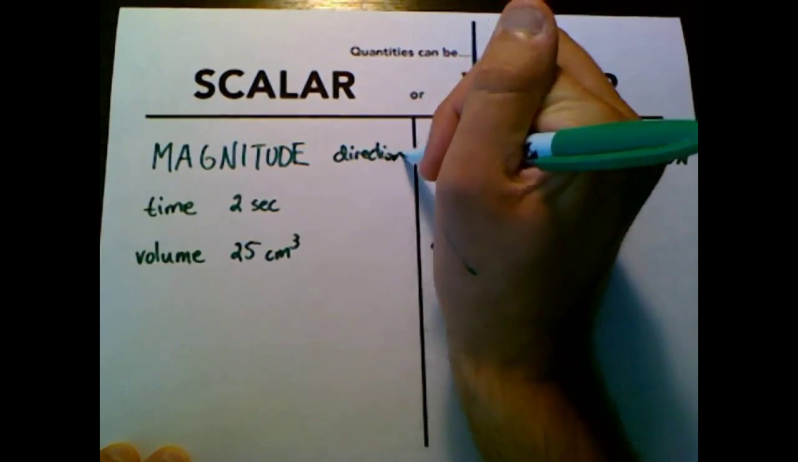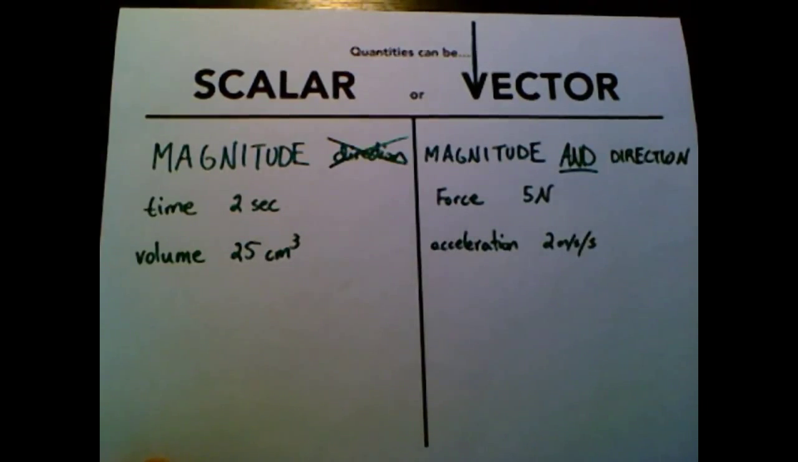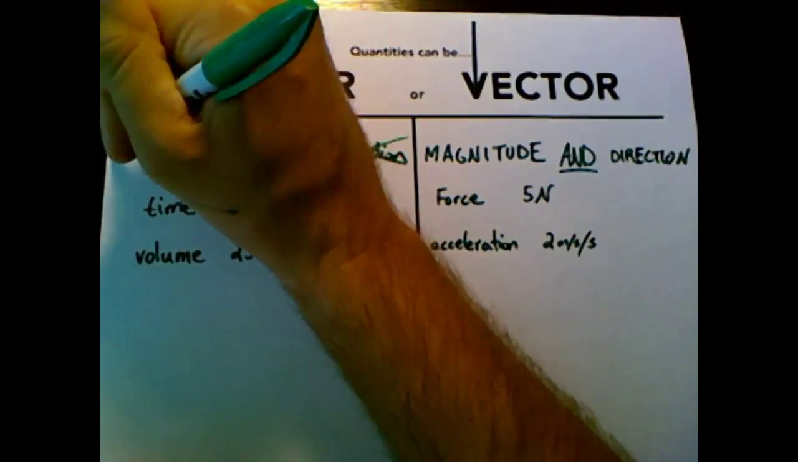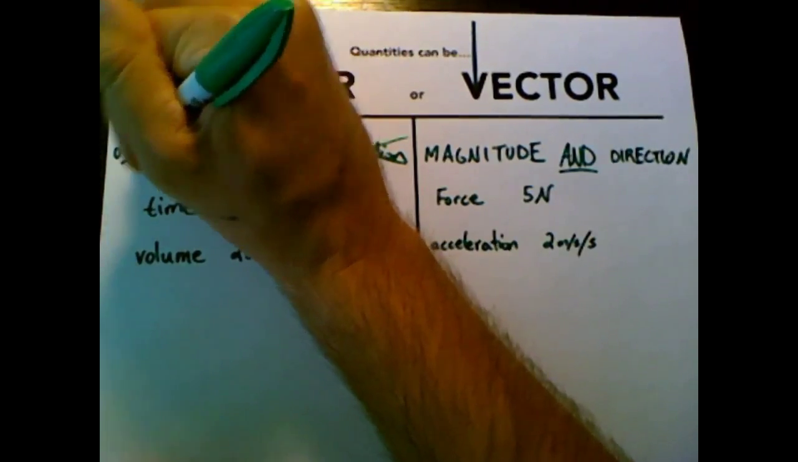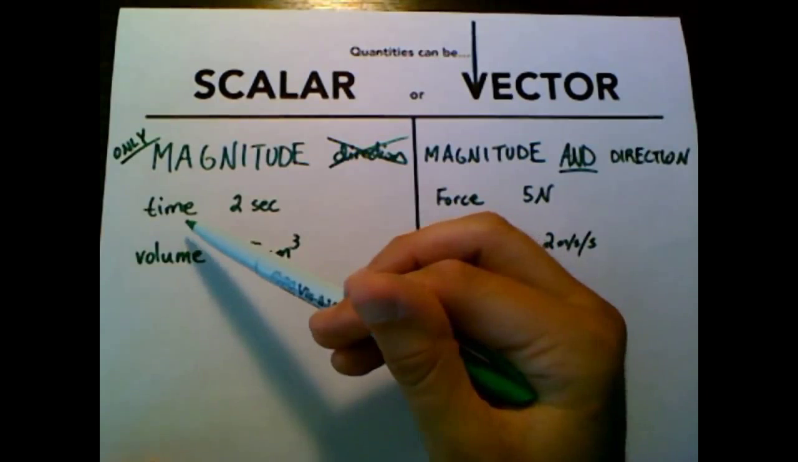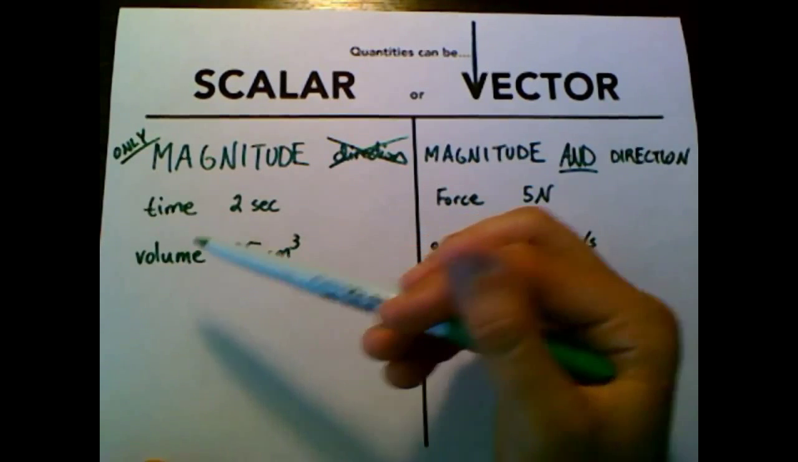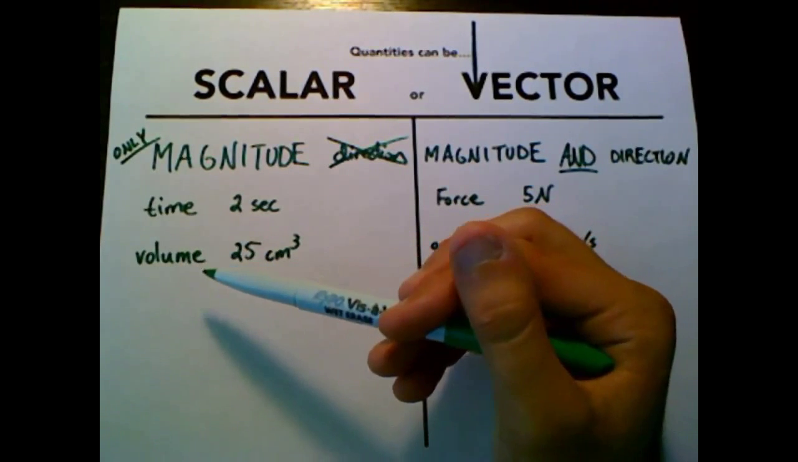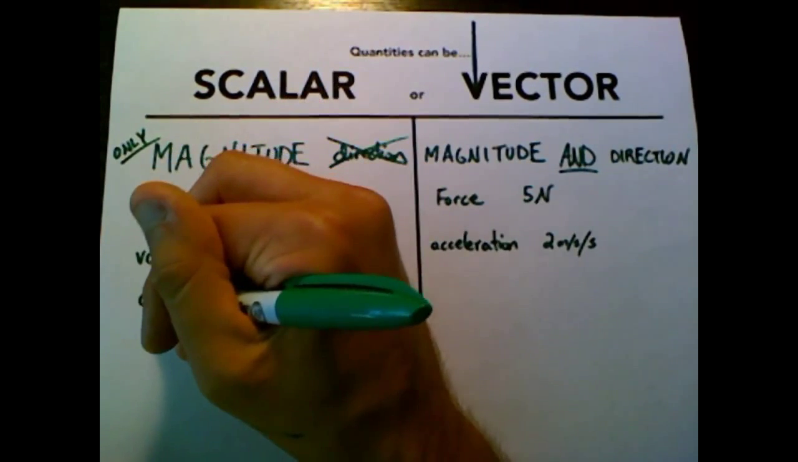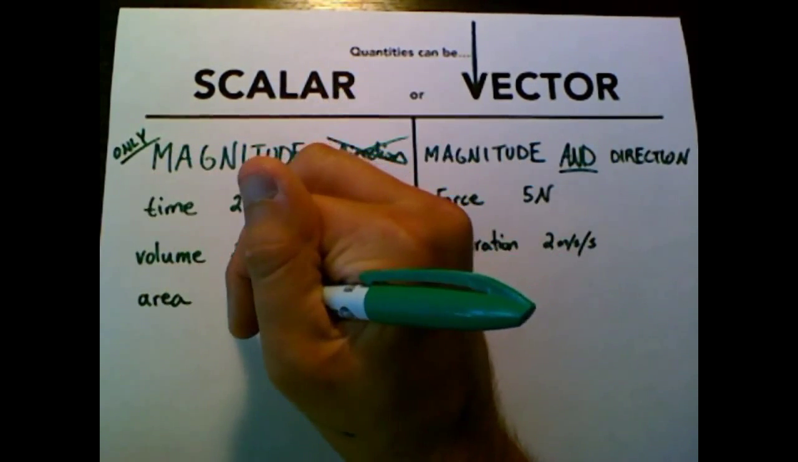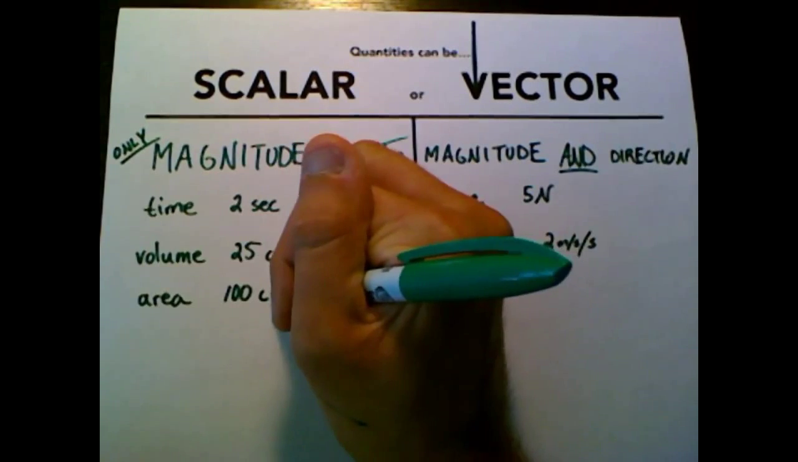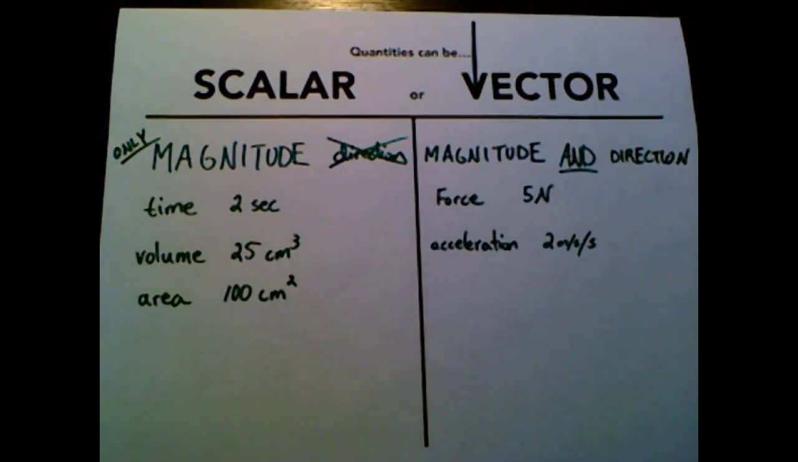So I'm going to write direction, and I'm just going to cross that out. So no direction for a scalar quantity. We're only dealing with magnitude. And that makes sense, right? Like time really doesn't have a direction. Volume, you can't have a direction with a volume. Another example of a scalar quantity could be area. No, we really can't have direction with an area. Right? But a vector quantity is going to include direction.